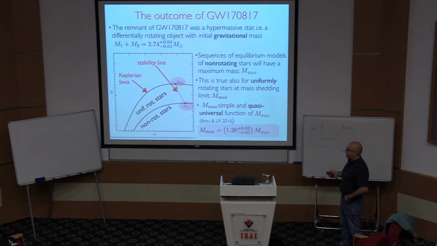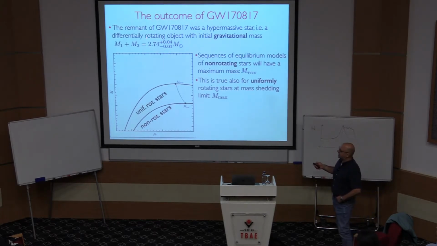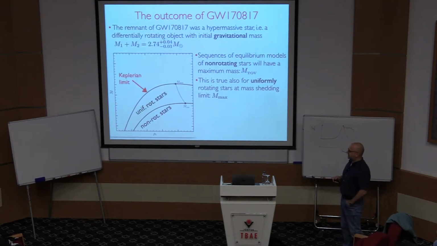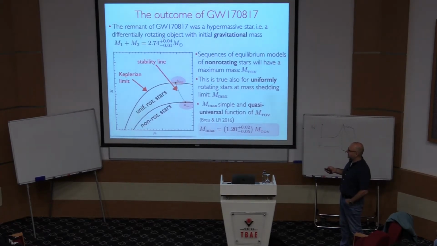Now, why is it that we can tell what the maximum mass is? My claim is that by looking at this number, I can tell you what this number over here is, independent of the equation of state. The reason I can do this is that there is a universal relation that relates M max to M TOV. So independently of the equation of state, once you know M TOV, you know that M max is 20% larger than M TOV, or vice versa. If you know M max, you know that with 20% less, you have M TOV.